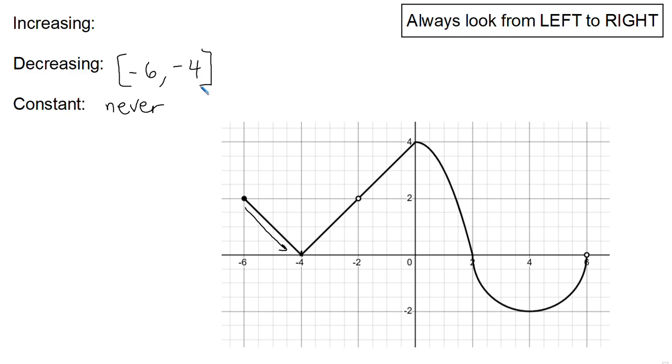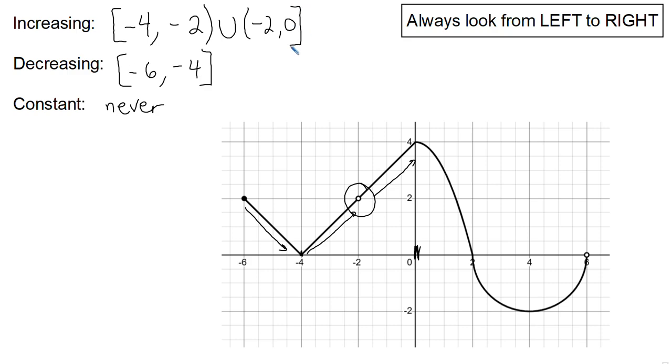Then it starts to increase. Now this increasing interval is a little bit tricky. It starts increasing at -4, but as we go through here, we have this place at -2 where there's an open circle. So we have to actually break it up at -2 with a parenthesis, and then say it's still increasing after that from -2 until we get to x equals 0. So -2 to 0. And the 0 can have a bracket because we have a closed point there.